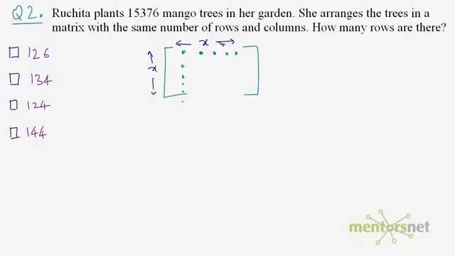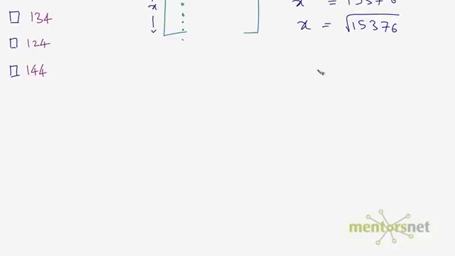So let us consider that there are x trees in a column and there are x columns, because the number of rows and columns are the same as it is a square matrix. So the total number of trees present here would be x square. But the total number of trees is given to us, which is 15376. So x square is equal to 15376. So to find the number of rows or columns, we need to find x. So x is equal to the square root of 15376. Let us find the square root of 15376.